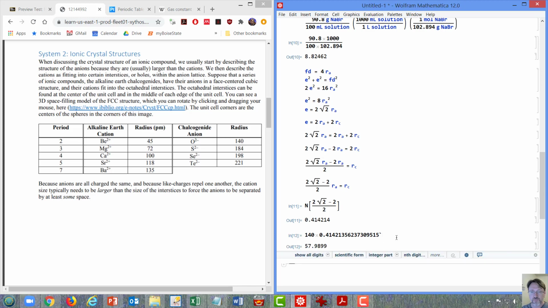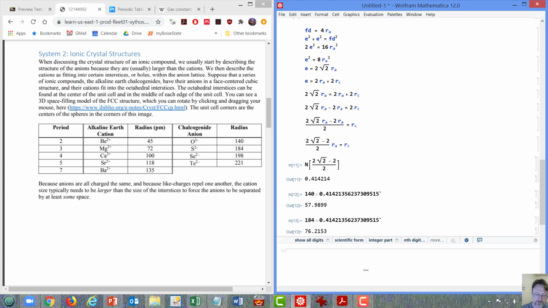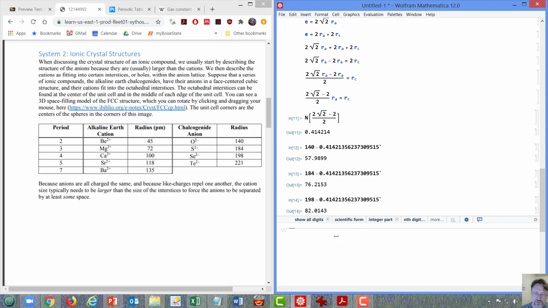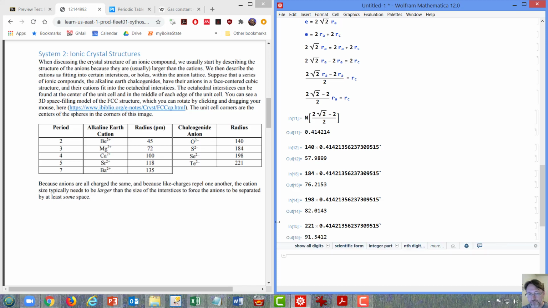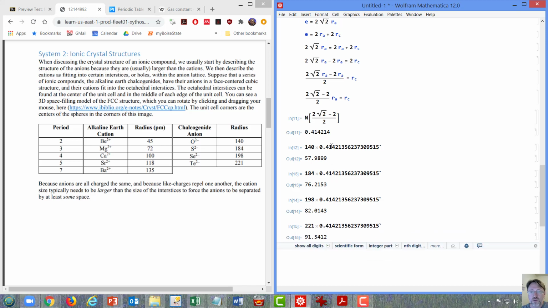Okay, so there's oxygen, and we do the same thing for each of them. 184 for sulfur, 198 for selenium, and 221 for tellurium. Okay, so these are now the minimum sizes that can work. We need things that are larger than these. Okay, so which ones don't work?